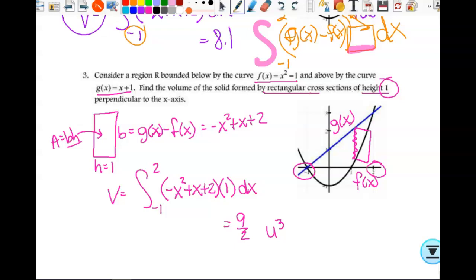Okay, so rectangular cross sections. Rectangular, they would have to give you that second dimension. So we've got one dimension sitting here between those two curves, so top minus bottom, and then our height of 1. So there's your one dimension, the base, that height, and then that third dimension, that little piece of thickness.